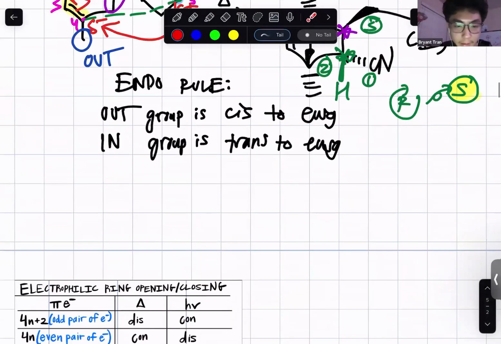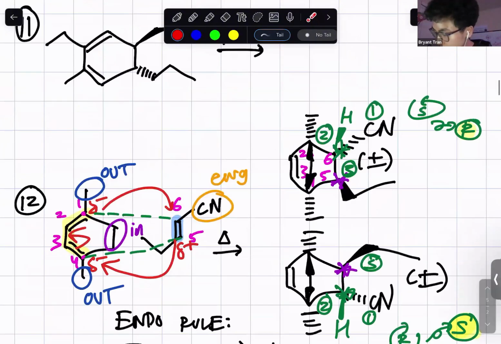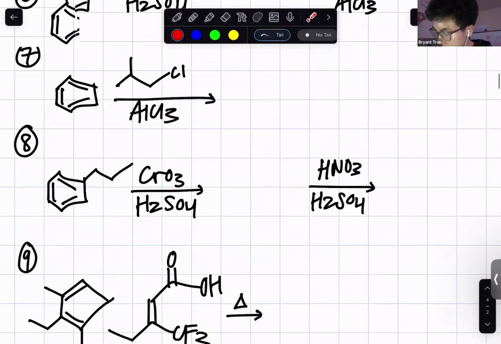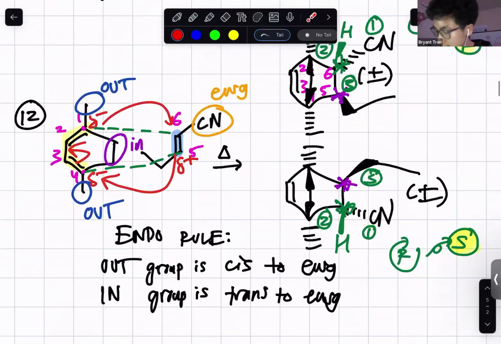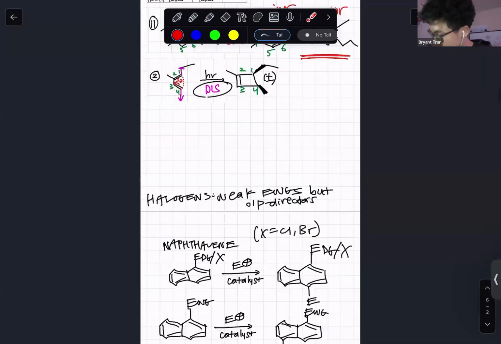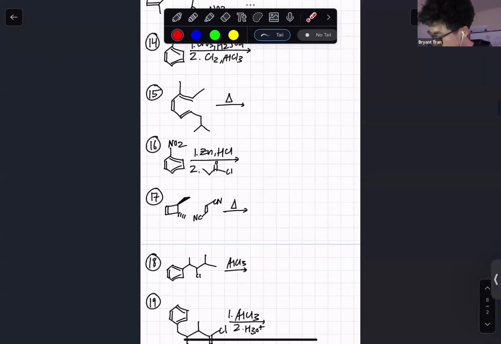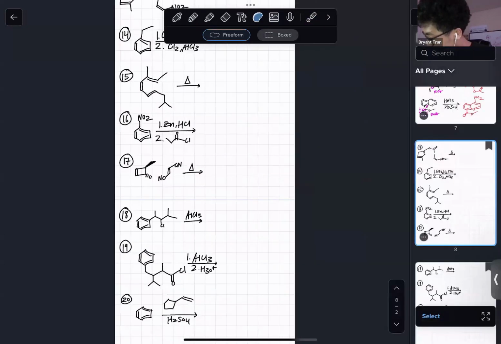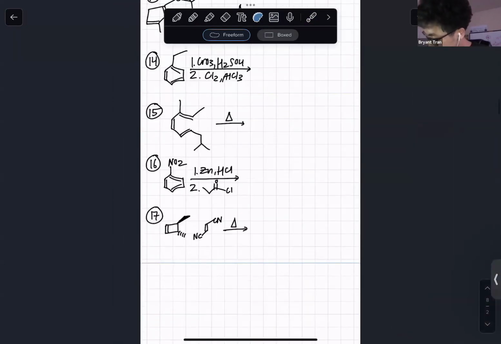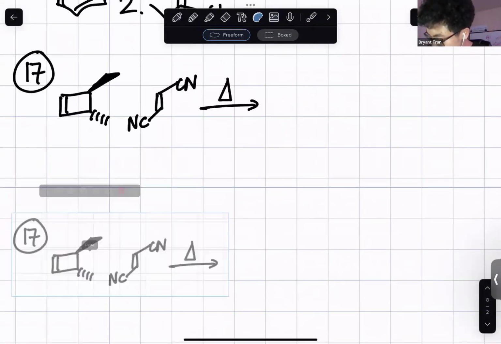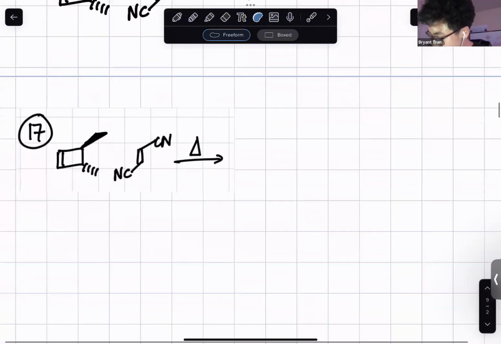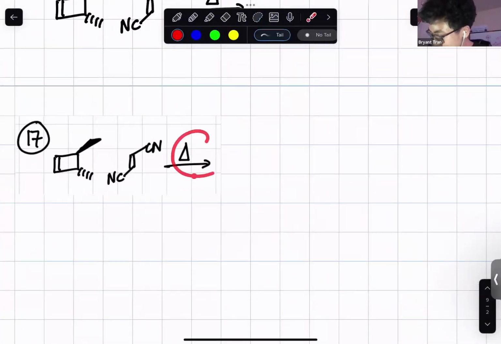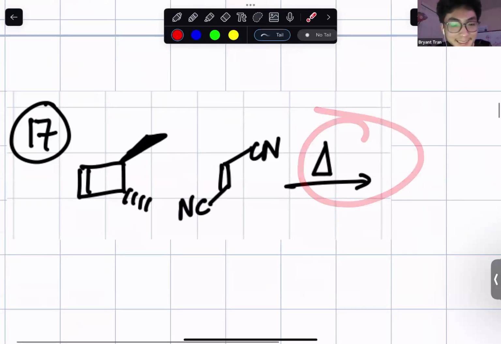Okay, now let's do the questions that you guys asked for, which is going to be 17, 11, and 19. So let's do 17. So 17 right here. So I have this group right here reacting with heat. What do you guys think is going to happen?